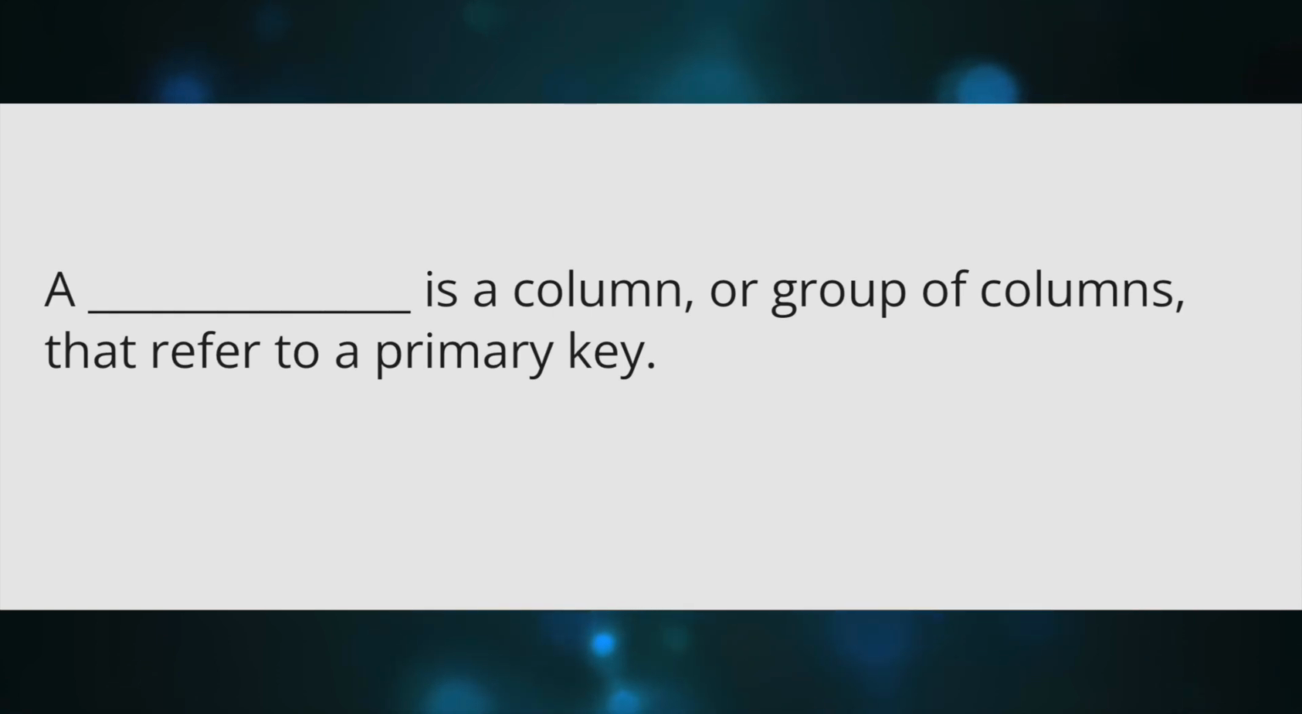Next one, a blank is a column or group of columns that refer to a primary key. This is going to be a foreign key. So as you can think about this, if you've seen this in the book, you'll see that dark circle, a circle like a bullet point, like on a resume or business form, where it'll have that dark circle period mark. That's usually the primary key. This key, which is the foreign key, is usually the circle that's not colored in, so it's just an outline of a circle. So a foreign key is a column or group of columns that refer to a primary key.